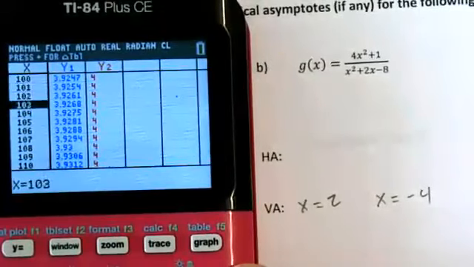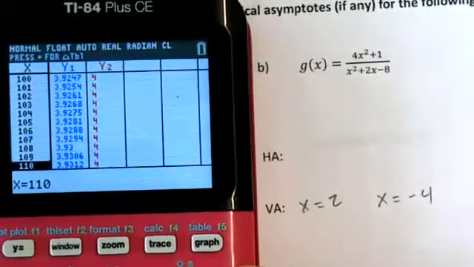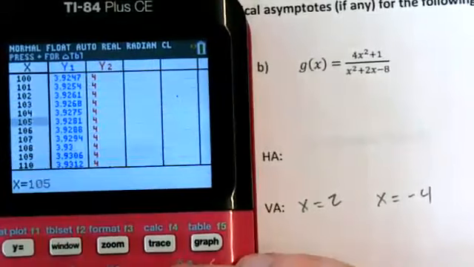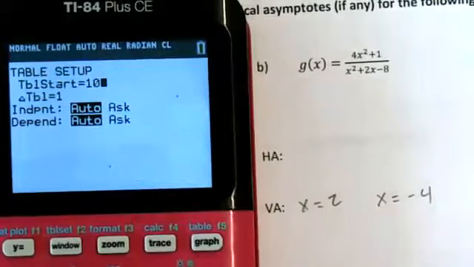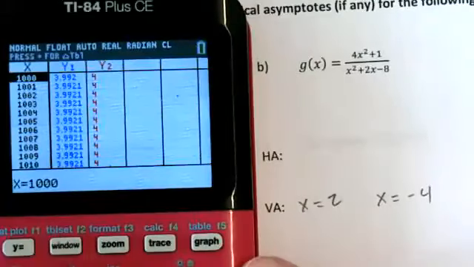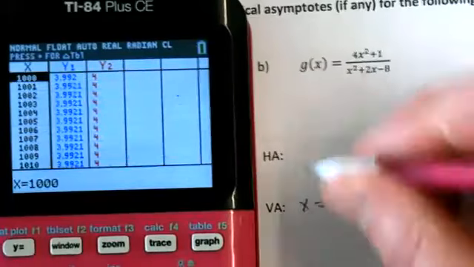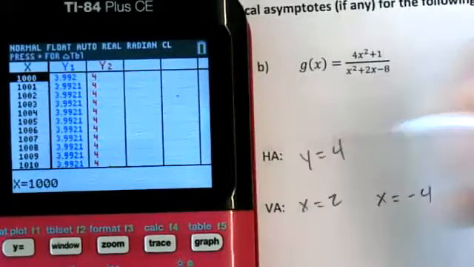So yeah, I can see that getting closer and closer to 4. I bet if, so what are we at, like 3.92? I bet if I have my table start at 1,000, we're gonna be even closer. Oh yeah, okay. So it is getting closer and closer to 4. So y equals 4 is going to be my horizontal asymptote.